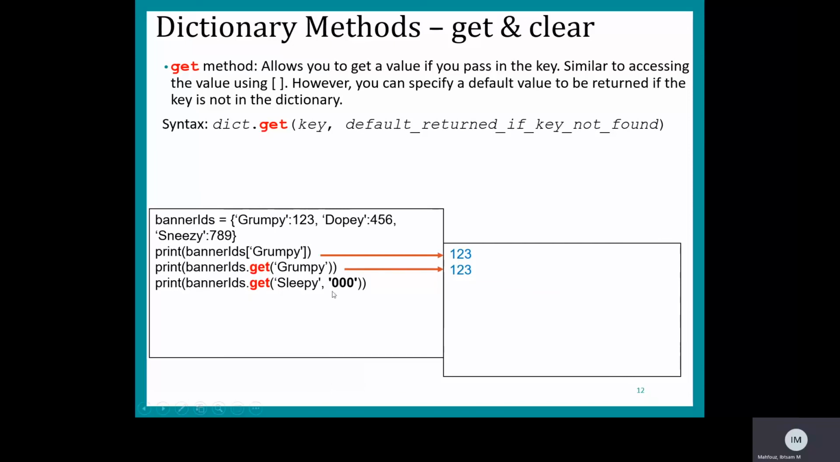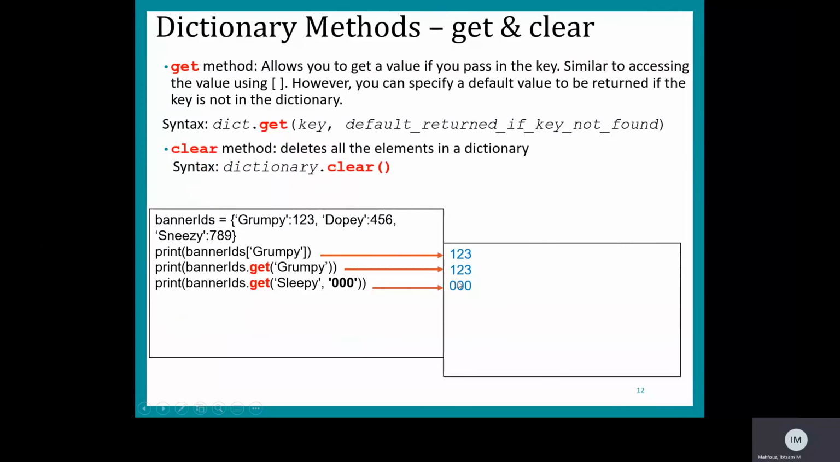But what you can do with the get method is put a default value so that if I don't find Sleepy, this is what I want you to give me back. So here it's going to go and say, get me Sleepy, and it's going to check Sleepy, no, Sleepy, no, Sleepy, no. So I couldn't find Sleepy, so it's going to give you back 0, 0, 0. And so here it's printing what it returned back, which was the 0, 0, 0.